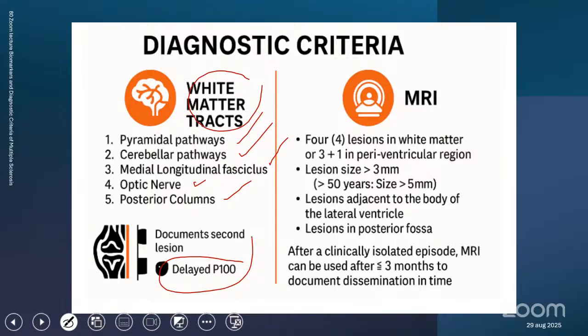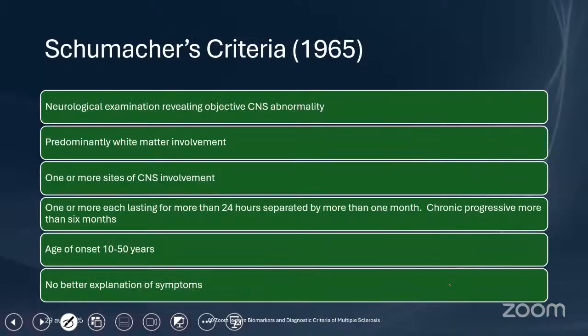So what are the MRI criteria? There are 4 lesions in white matter or 3+1 periventricular region. The size should be more than 3 millimeters. If the patient is more than 50 years, it is more than 5 millimeters. Lesions should be adjacent to the body of the lateral ventricle and can also be in the posterior fossa. After a clinically isolated episode, MRI can be used after 3 months to document dissemination in time. That was how it started.